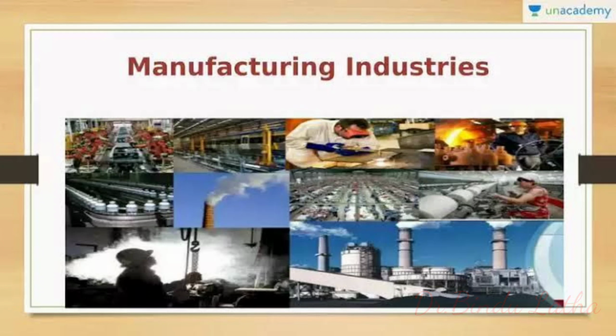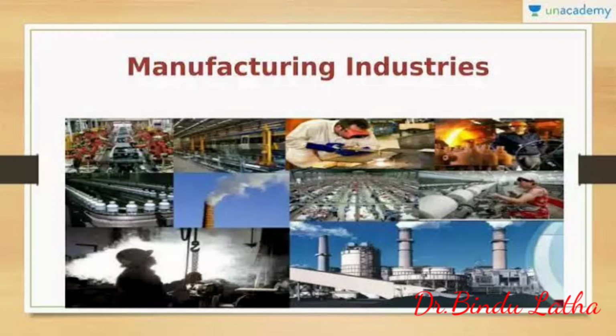Next, we are going to analyze about the mineral-based industries. The industries that use minerals and metals as raw materials are called the mineral-based industries. The iron and steel industry, the aluminium smelting industries, the copper smelting industries, chemical industries, fertilizers, etc. were some of them.